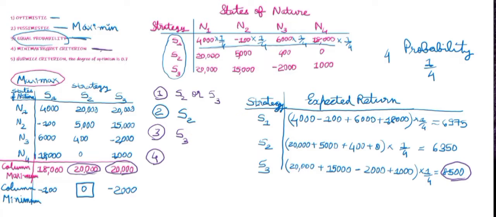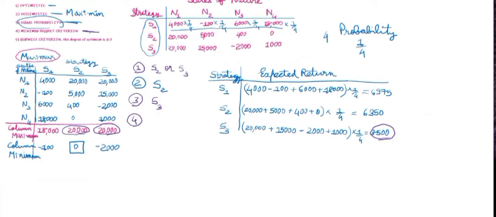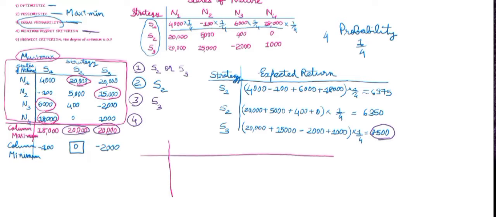Now our fourth question is the Minimax regret criterion. Let's see how we can find the Minimax regret criterion. So the table that we'll make is like this, which we made for the first and the second question. Over here, from each row, you will find the maximum value. As we can see, for the first row, we have two maximum values, which is 20,000. The value is the same, so that won't matter.